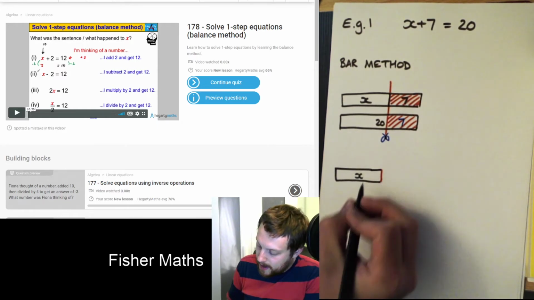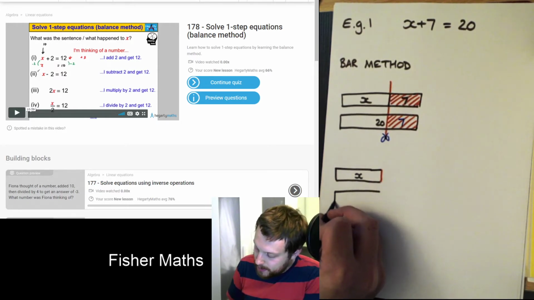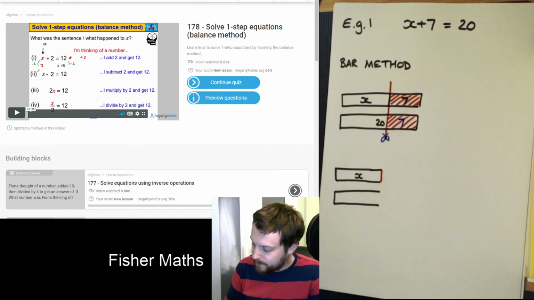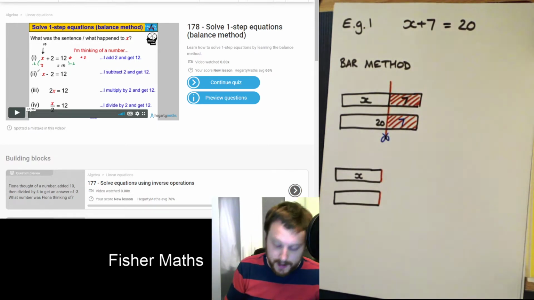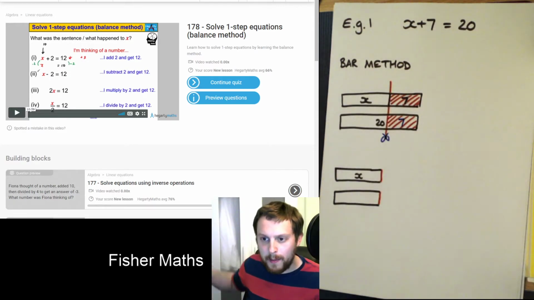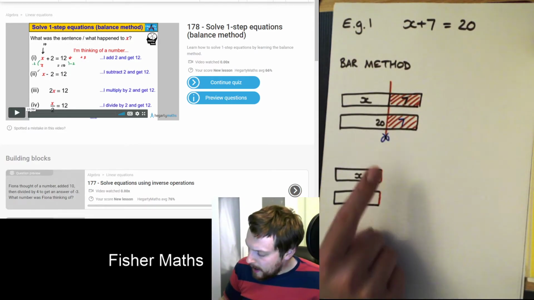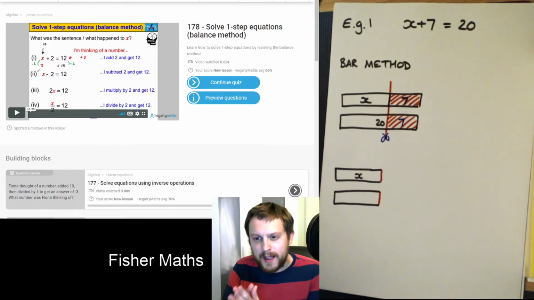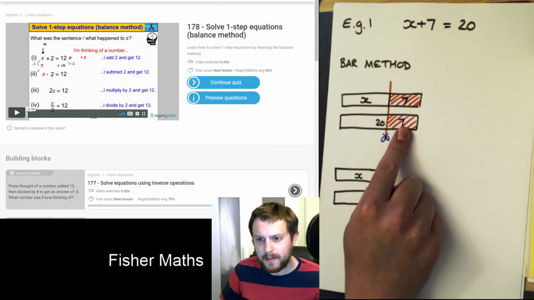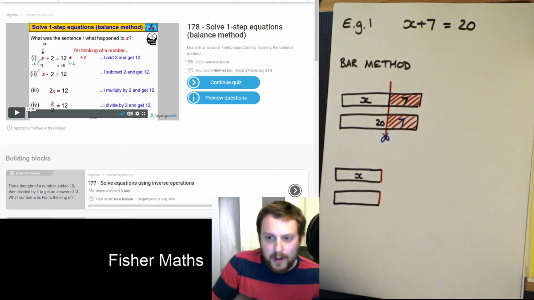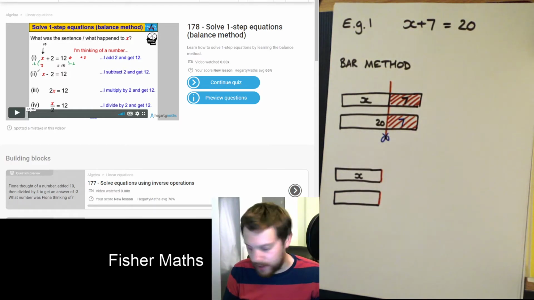So this is X, and then this has also been chopped off. There's been a bit chopped off it. Like these bits we throw in the bin, right? We just get rid of them. This isn't 20 anymore though. It started off as 20, but we've chopped off 7. So I need to work out 20 take away 7, which is of course 13.